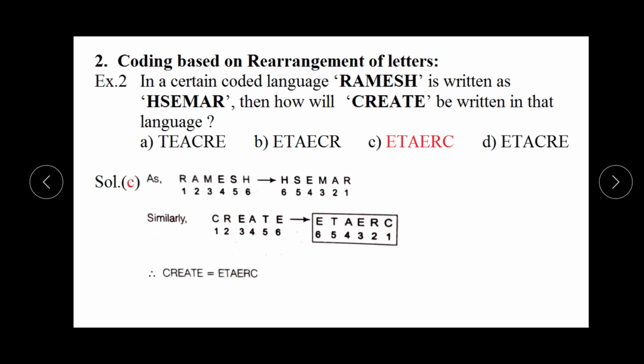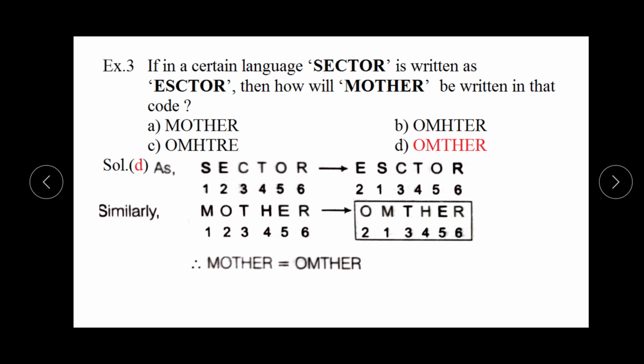But it is not necessary that in the coding based on rearrangement of letters, the arrangement will be like this, from last to first. It can be in a different way also. One more example we see for this. In this, sector is written as ESCTOR.